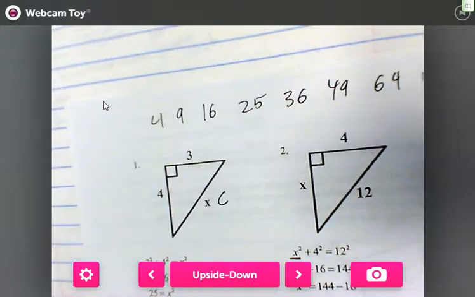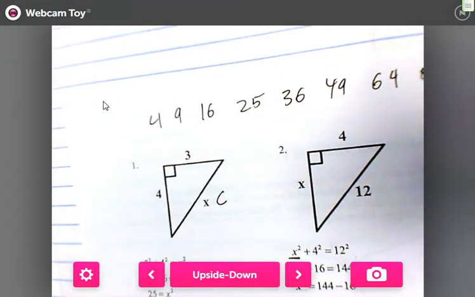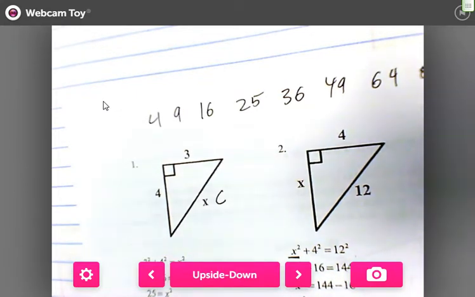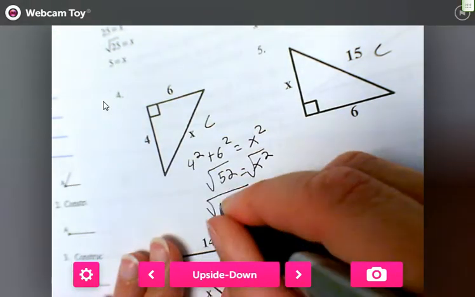Okay, so 52, let's see. I'm going to start with 49. Nope. 52 divided by 36. Nope. 52 divided by 25. Nope. 52 divided by 16. Nope. 52 divided by 9. Nope. 52 divided by 4. Yep, 13. So I get the square root of 4 times 13.